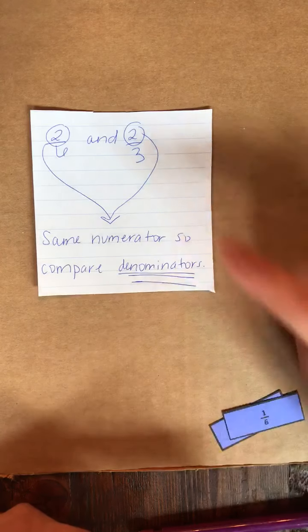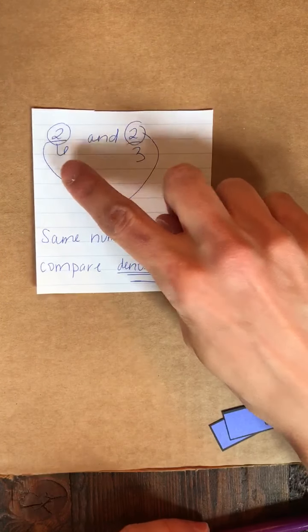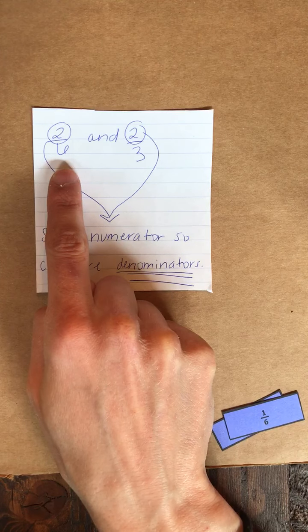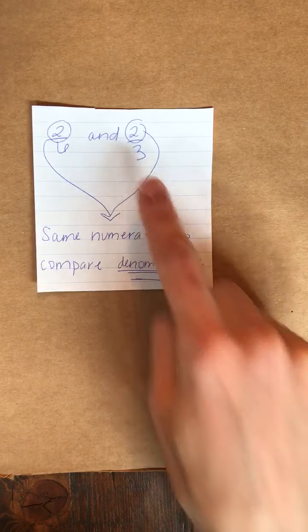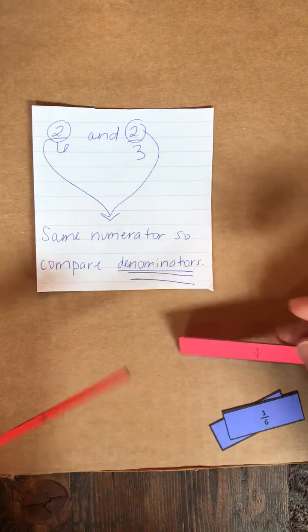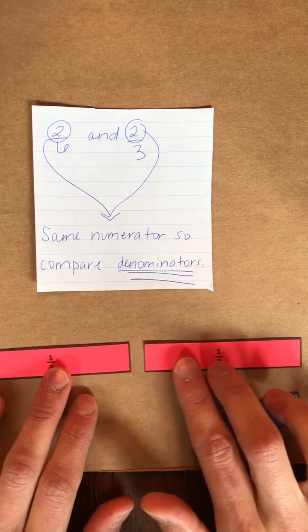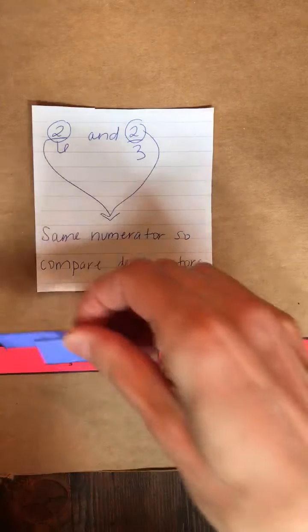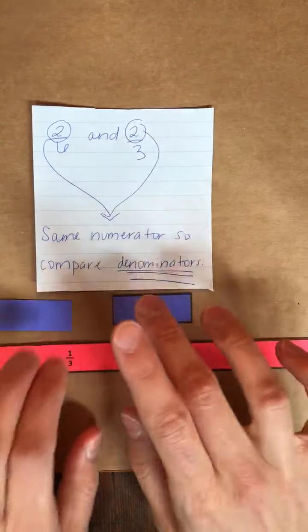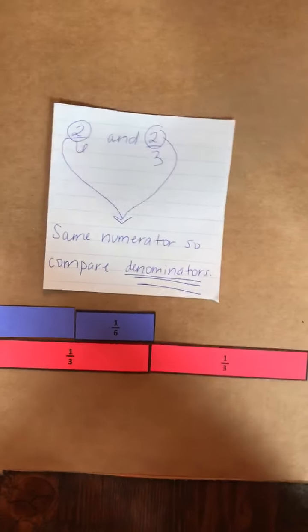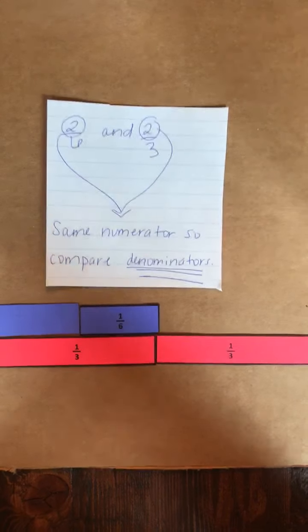And remember, when the denominator is bigger, the piece gets smaller. It's thinking about that one whole candy bar. If you're sharing it with 6 friends, your piece is going to be smaller than if you were sharing that one whole candy bar with 3 friends. I can do that with my fraction strips. So here are my 2/3 and my 2/6. So again, you can see that 2/6 is less than 2/3.